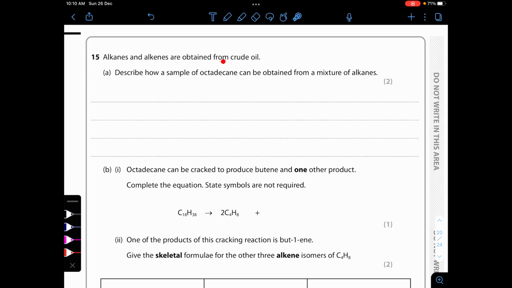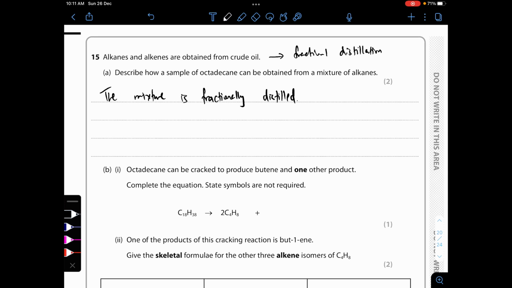15A. Alkanes are obtained from crude oil. Describe how a sample of octadecane can be obtained from a mixture of alkanes. Now, whenever I think of crude oils, I always think of fractional distillation. In this case, they're asking for a sample from a mixture of alkanes, so we can just use fractional distillation, right? So you can say the mixture is fractionally distilled. So that's 1 mark.